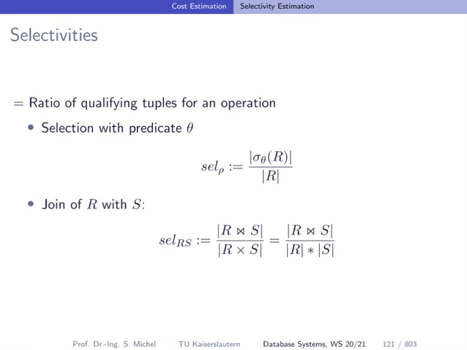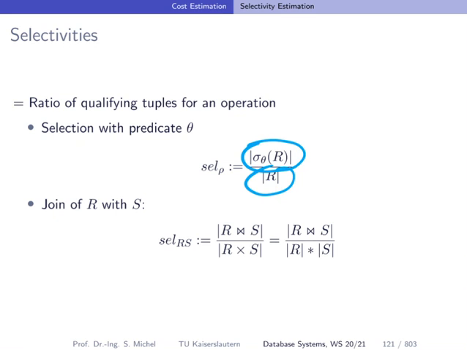When we talk about selectivity estimation, we should first recap what selectivity means. If you have a selection with a certain predicate, then the selectivity is defined as the number of tuples that come out of this query, the selection applied on the relation R, divided by the cardinality of the relation R itself. So it's the fraction of qualifying tuples.